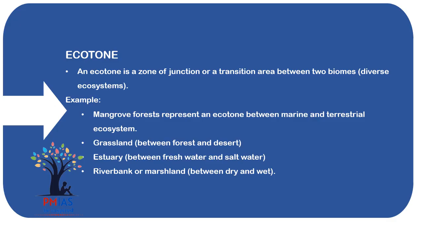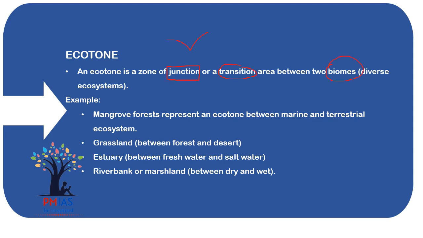Next thing is the ecotone. The keyword for ecotone is that it is a junction or a transition area. What is a junction? It is where two places automatically meet. So in ecological terms, what is an ecotone? It is a junction or transition area between two biomes.